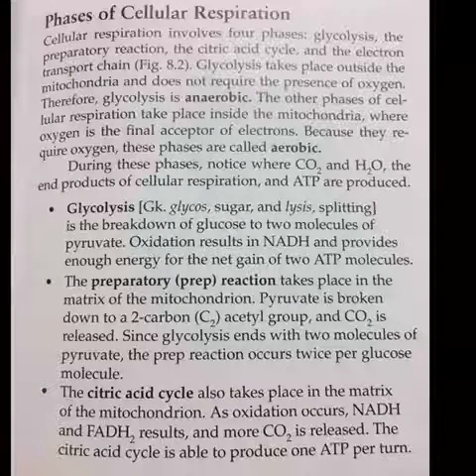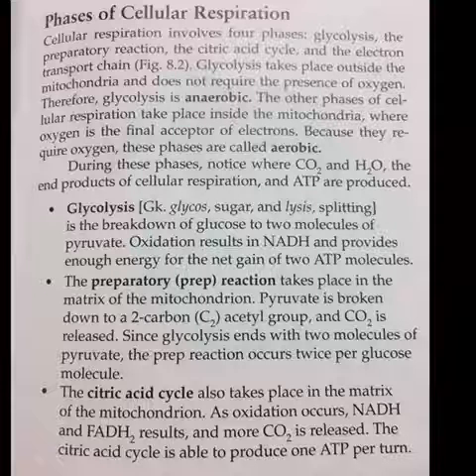Phases of cellular respiration. Cellular respiration involves 4 phases: glycolysis, the preparatory reaction, the citric acid cycle, and the electron transport chain. Glycolysis takes place outside the mitochondria and does not require the presence of oxygen. Therefore, glycolysis is anaerobic. The other phases of cellular respiration take place inside the mitochondria, where oxygen is the final acceptor of electrons. Because they require oxygen, these phases are called aerobic. During these phases, notice where CO2 and H2O, the end products of cellular respiration, and ATP are produced.